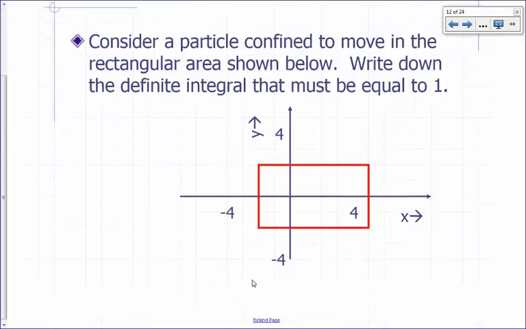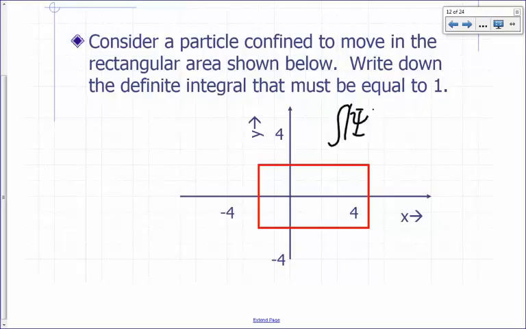Now let's apply the Born postulate to these few questions that are coming up. Now let's look at this one. Consider a particle confined to move in a rectangular area shown below. So let's just limit our particle to this area that's marked by this red rectangle. Write down the definite integral that must be equal to 1. What's the integral that must be equal to 1?